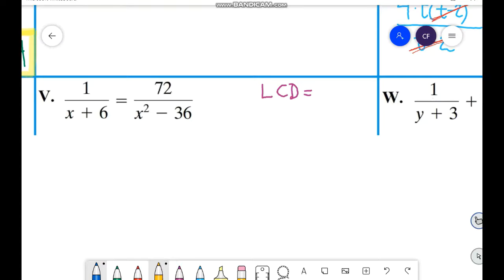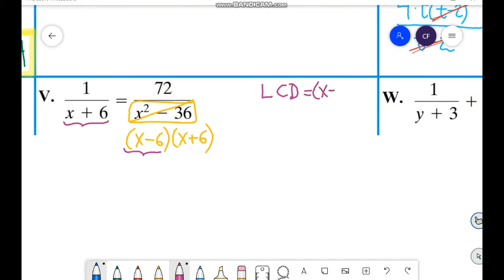First you need to realize this is the same thing as x squared minus 6 squared. Remember, this is a difference of perfect squares. You can factor it out. A difference of perfect squares is equal to x minus 6 times x plus 6. Remember this. So this is the same thing as x minus 6 over x plus 6. And for the least common denominator, the unique factors are x plus 6 and x minus 6. So x minus 6 times x plus 6 is the least common denominator.